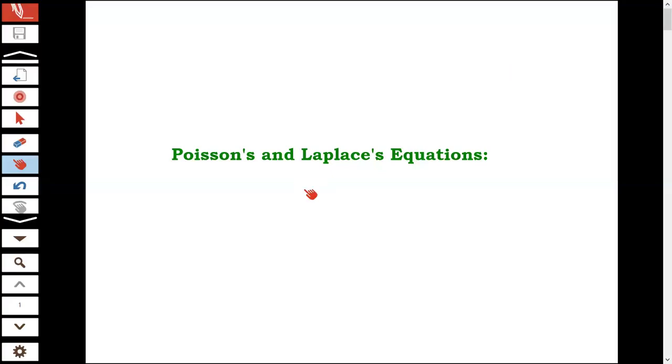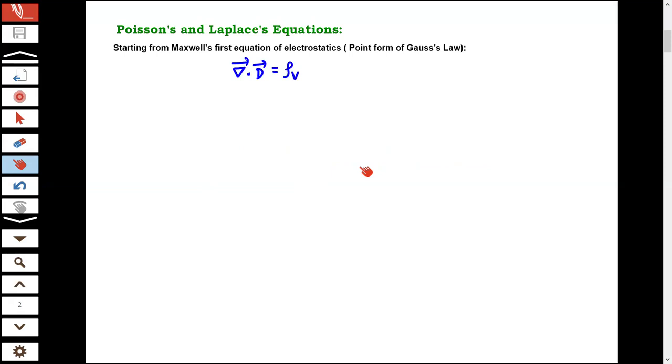Hello everyone. In this video, we'll look at one of the important equations of electrostatic fields, which are Poisson's and Laplace equations. We will start looking at the equation from Gauss law, that is the first equation of Maxwell's of electrostatics, represented as divergence of electric flux density equated to volume charge density.